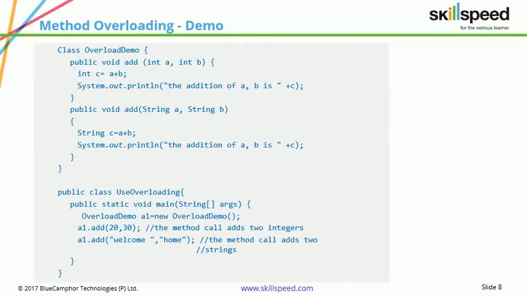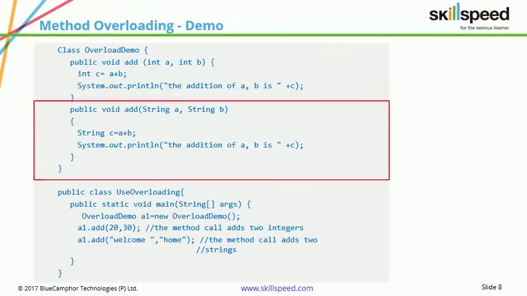Then in the next method, we have public void add with the same name. However, here we are doing string addition, where I am taking two parameters, string a and string b. Again, string c takes the result of a plus b, and then string c is printed in the next line, with the addition of a comma, b is and c being displayed.